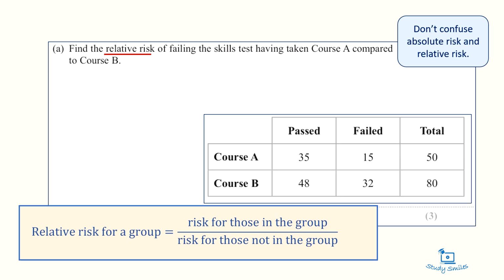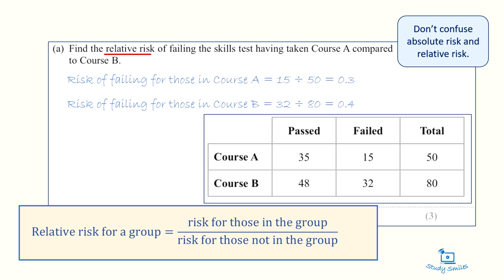So we need to calculate the risk of failing for those in Course A and the risk of those failing in Course B in order to slot these figures in the relative risk formula. So the risk of failing for those in Course A is the number failed of 15 divided by the total taken Course A of 50, which gives us a risk of 0.3. And the risk of failing for those in Course B is the number who failed in Course B of 32 divided by the total taken Course B of 80, which gives us a risk of 0.4.